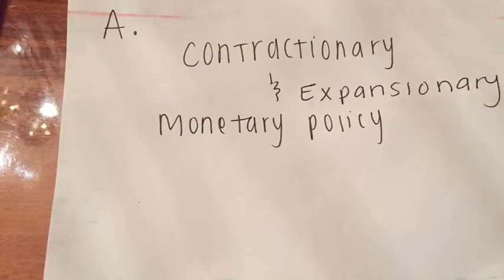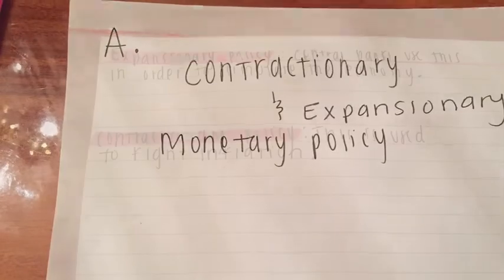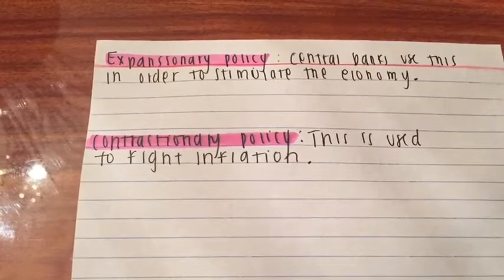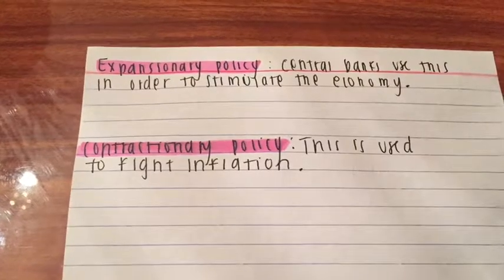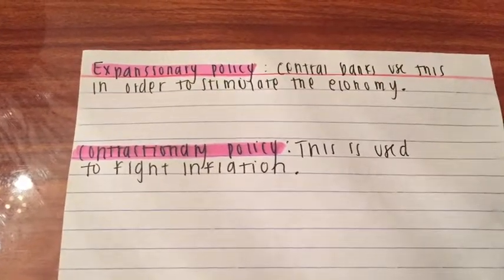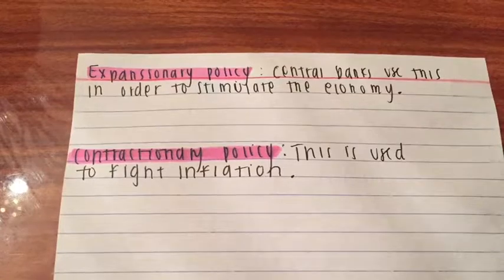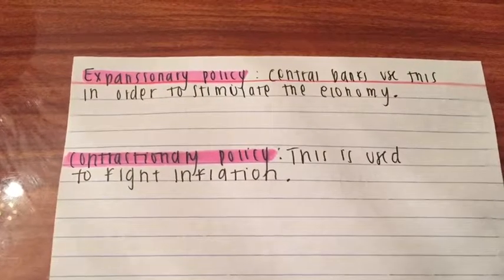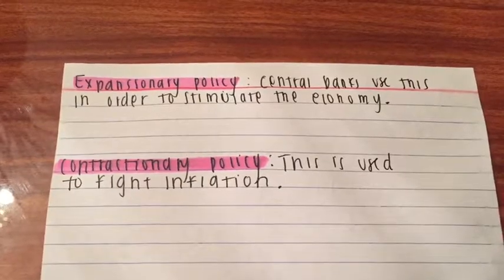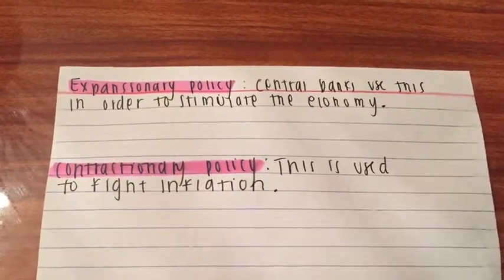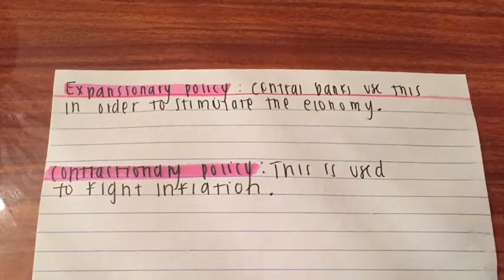The first thing we'll be talking about is contractionary and expansionary monetary policy. With expansionary policy, this is what central banks use in order to stimulate the economy. In this case, government spending would increase and taxes would decrease. With contractionary policy, this is used to fight inflation, and government spending would decrease where taxes would increase.